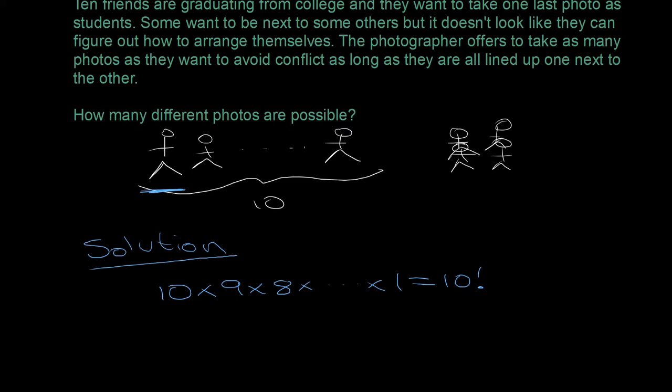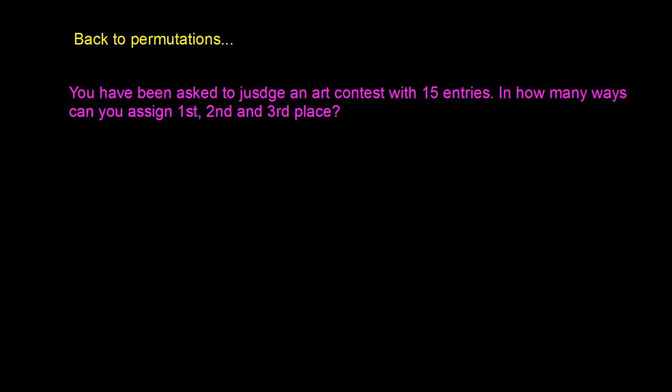Oh, that's a very big number. This is 3,628,800. 3,628,800 different photos with just 10 people. So if the photographer knew a little bit about combinatorial analysis, he wouldn't make that offer. But well, this is the answer for this problem. So that's it with factorials. So let's get back to permutations.